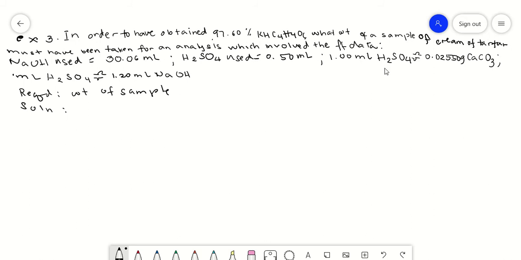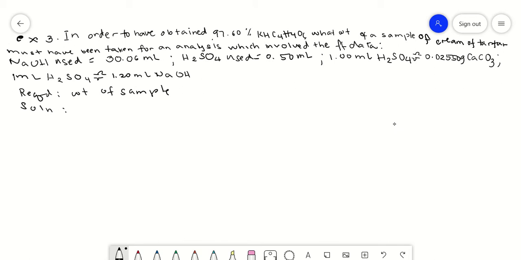From previous titration, it was analyzed that 1 ml of sulfuric acid is equivalent to 0.02550 grams of calcium carbonate. So from this data, we can calculate the normality of sulfuric acid. And another, this is a concentration ratio, 1 ml of sulfuric acid is equivalent to 1.20 ml of sodium hydroxide.